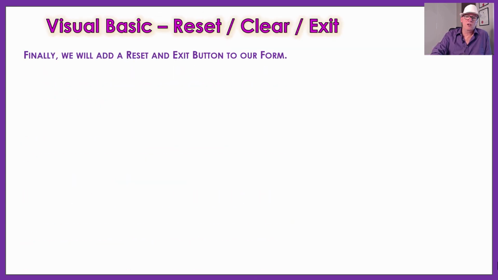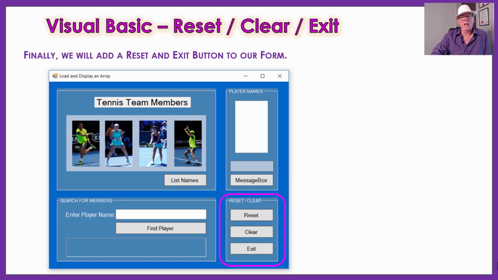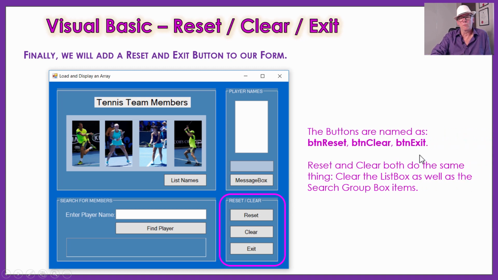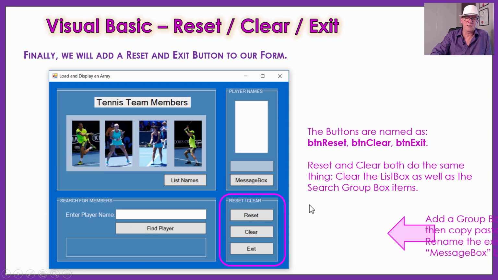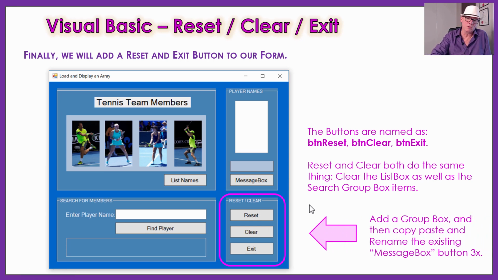Okay, welcome back. We're in the home stretch. We just need a reset, clear and exit button. So we're going to add 3 more buttons. So we're just putting a group box there that's called reset/clear, and the buttons are called btn reset, btn clear, btn exit. All right, and clear and reset are actually going to do the same thing. All right, it's just that some people call it clearing the form, some people call it resetting. So we just decided we put 2 buttons and they're both going to have the exact same code.